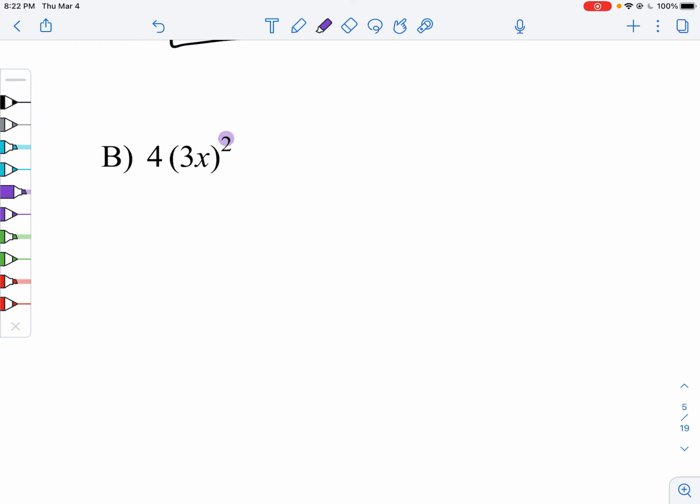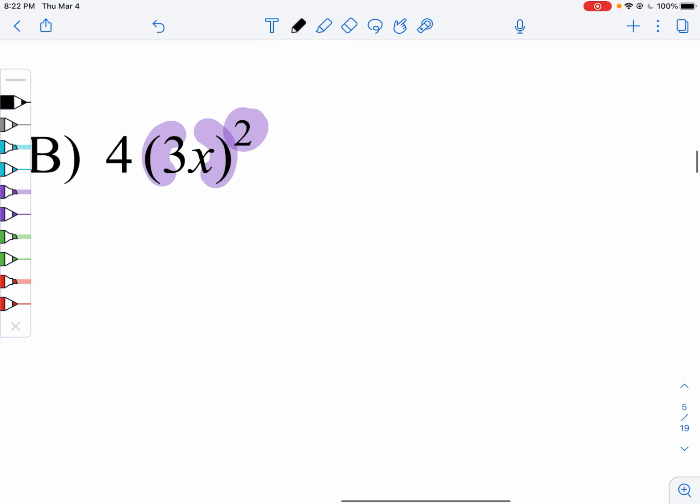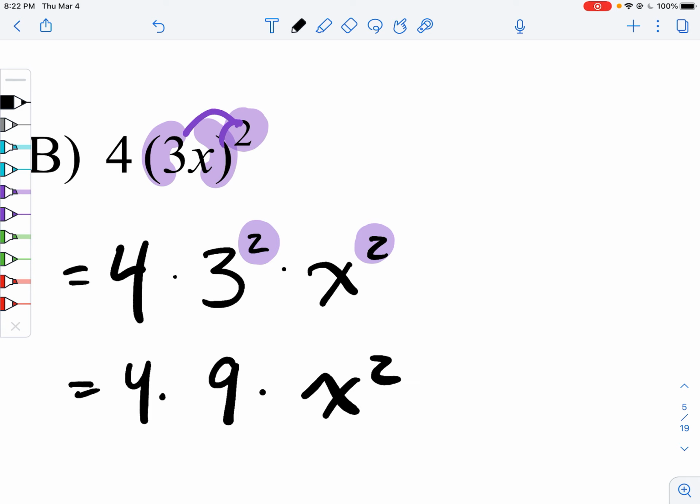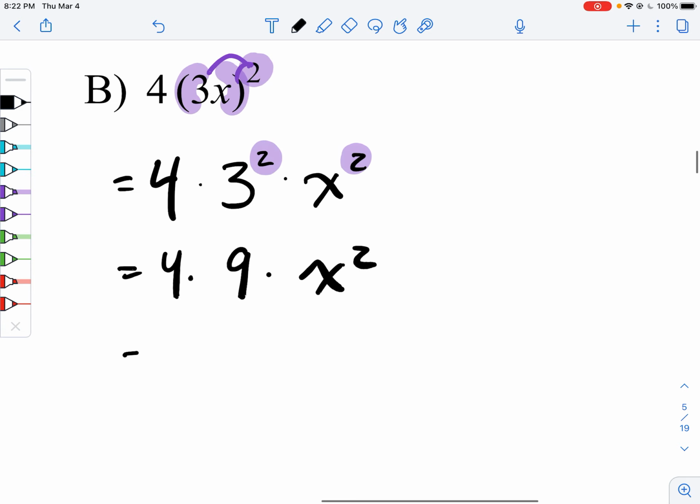Look at this guy. Oh, remember, this power only goes to whomever is in the parentheses. So we're going to keep our outside 4 the same. This is the same thing as 3 squared times x squared, because they both got their 2. Okay. 3 squared is 9, so we have 4 times 9 times x squared. 4 times 9 is 36. Final answer is 36x squared.